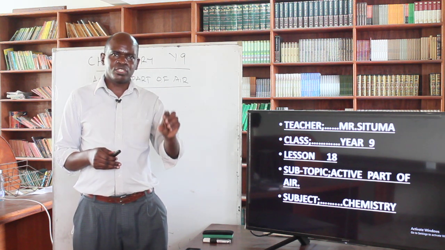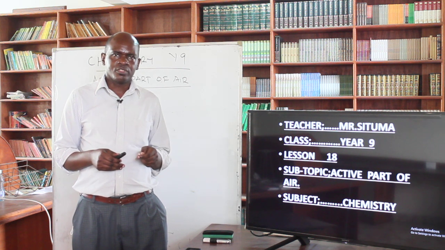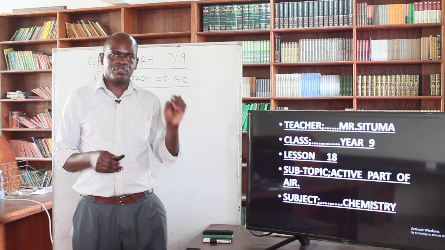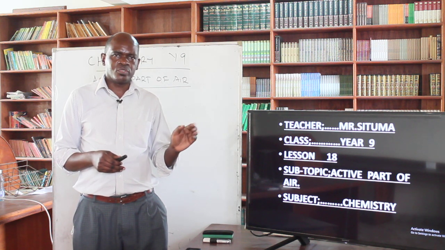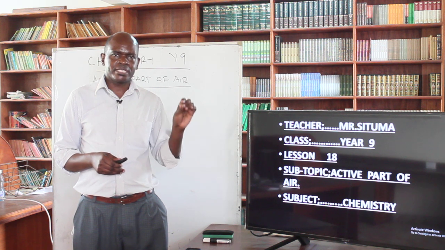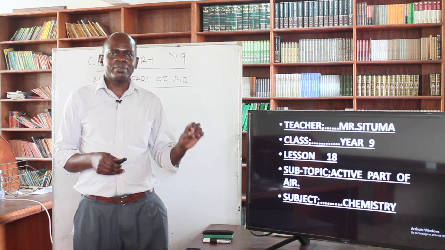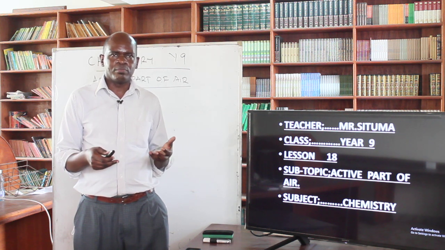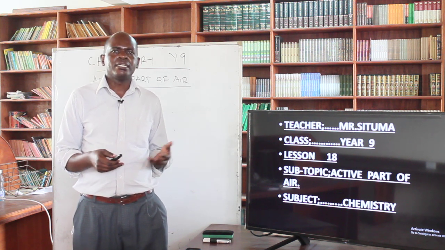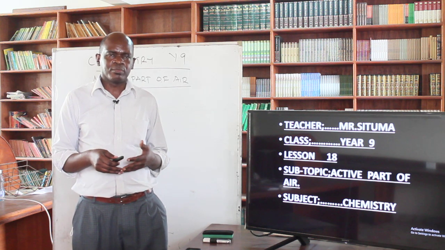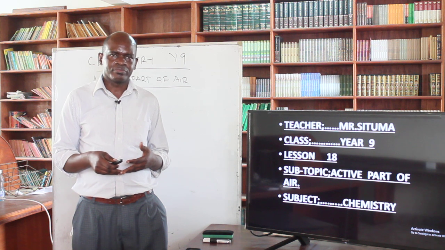We looked at the composition of the atmosphere, where we have gases such as nitrogen at 78%, oxygen between 20-21%, carbon dioxide 0.03%, argon 0.9%, and many other particles. Dust particles, the pollen grains, water vapor, and the other inert gases. That makes the whole atmosphere a mixture.